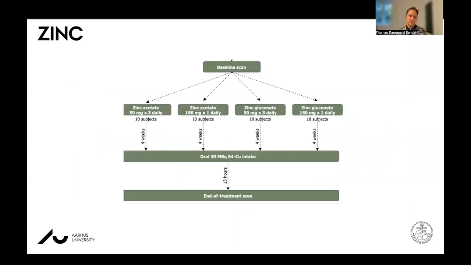For this study, we used healthy subjects because in Wilson disease, the copper absorption is not impaired. It's the excretion by ATP7B that's impaired. So we could either use Wilson or healthy subjects for the study. It really doesn't matter, so it was much easier for us to use healthy subjects. We divided the study into these 4 groups: zinc acetate 50 milligrams 3 times daily, zinc acetate 150 milligrams 1 time daily, zinc gluconate 50 milligrams 3 times daily, or zinc gluconate 150 milligrams 1 time daily. And then we did a scan before and after 4 weeks of treatment.